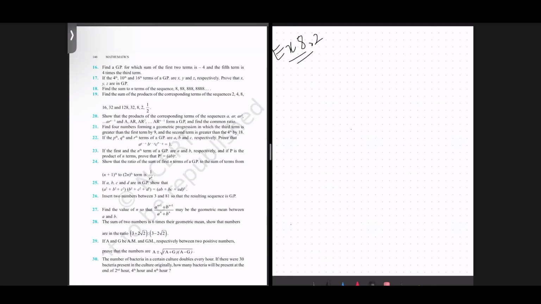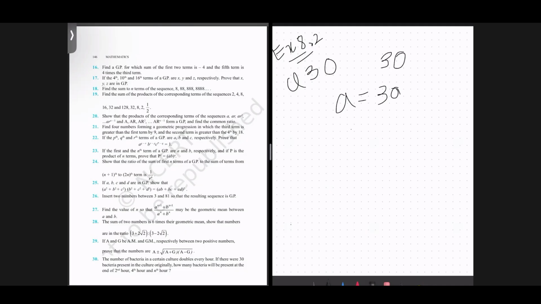Question number 30 tells us that the number of bacteria in a certain culture doubles every hour. If there were 30 bacteria present in the culture originally, how many bacteria will be present at the end of the second hour, fourth hour, and the nth hour? So it has been told that it doubles every hour. Originally, the bacteria were 30. So we can say the first number in the series is going to be 30.